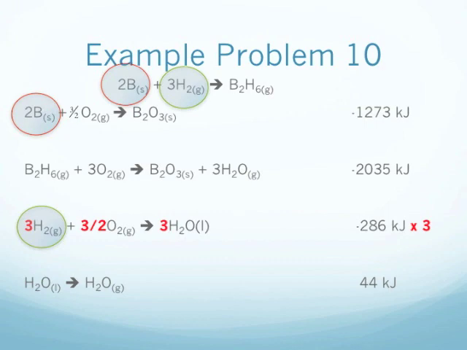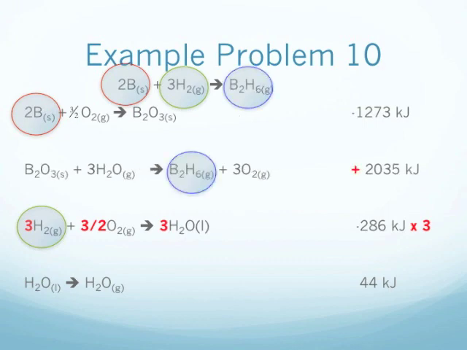I need diborane as a product. The second reaction has diborane, but it is currently a reactant. So the second step will need to be reversed. And as with the first example, if the reaction is reversed, the sign on the enthalpy must also change.